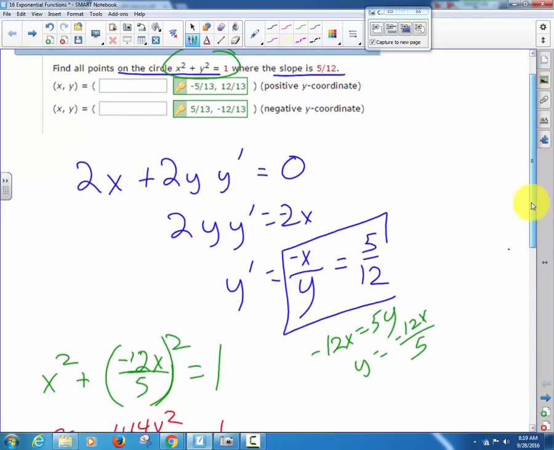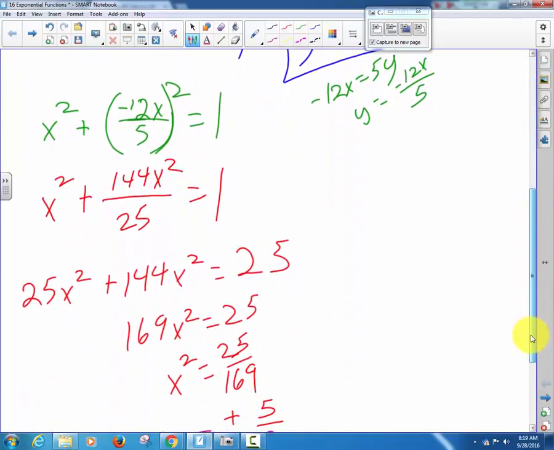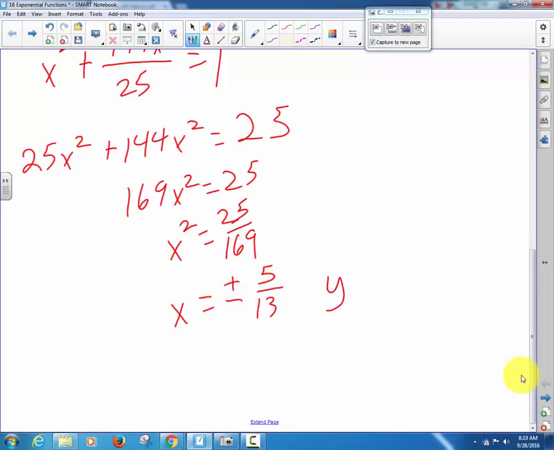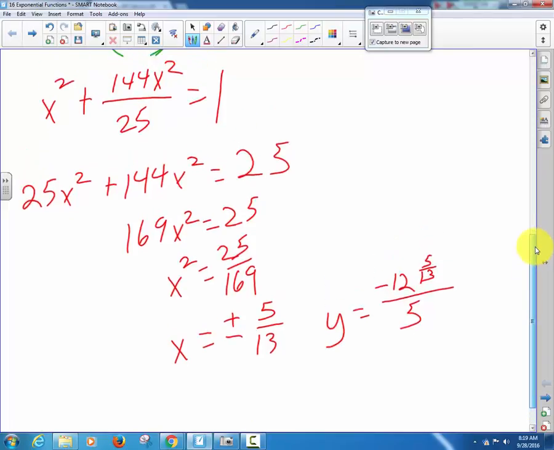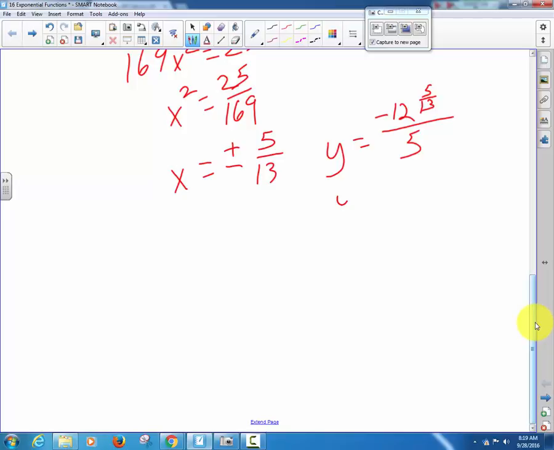Well, so how do we get our answers up there? Well, let's see. That's our x's. We need y's. We've got an equation right here that says y equals negative 12x over 5. Oh, my goodness. So y equals negative 12 times 5/13 divided by 5, right? Oh, my goodness. That looks terrible, doesn't it? Well, what does that work out to be? Negative 12 times 5 over 13, keep change flip, times 1 over 5. How about that? So I get negative 12/13.